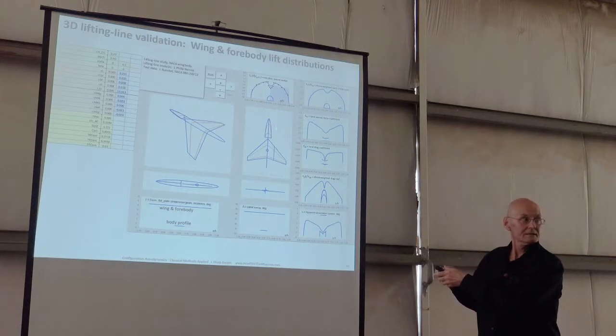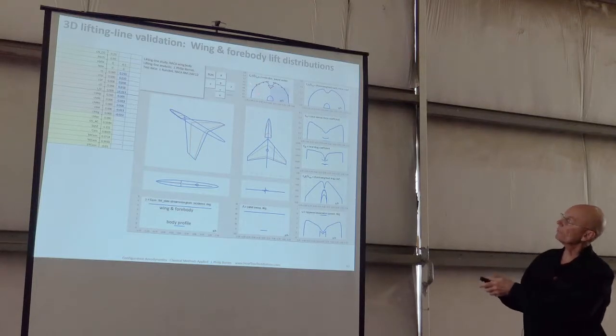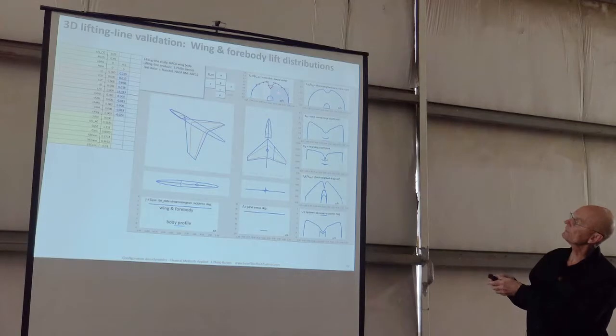And here's the wing that we talked about earlier, and it's developing lift, so that's destabilizing. So the combination of the lift of the wing, here's the wing. By the way, here's the test data up here. The calculation is the blue curves.